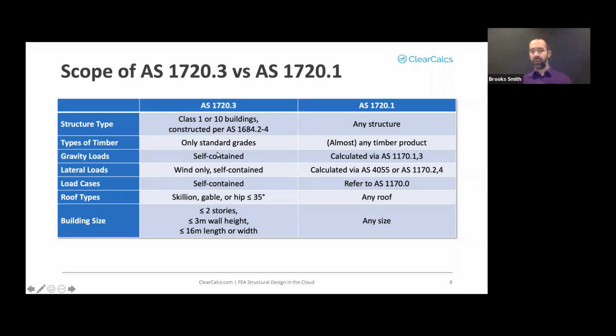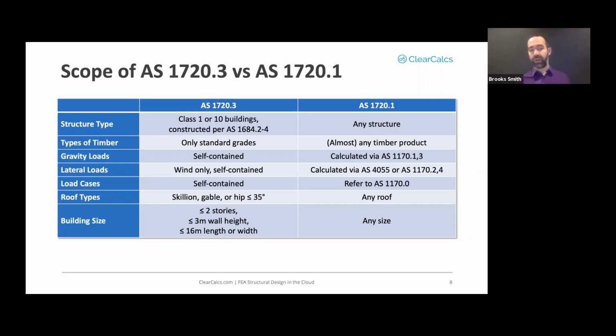In point 3, you only have standard grades supported. So your F grades, MGP, A17s, only those are supported in 1720.3. There are specific LVLs that are supported in 1720.3, but you have to see the manufacturer. The manufacturer has to formally say that 1720.3 is supported for their LVLs. In point 1, any timber product. Well, almost any timber product. CLTs aren't supported yet in any Australian standard.